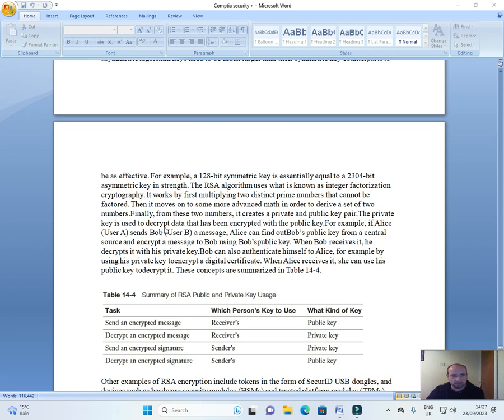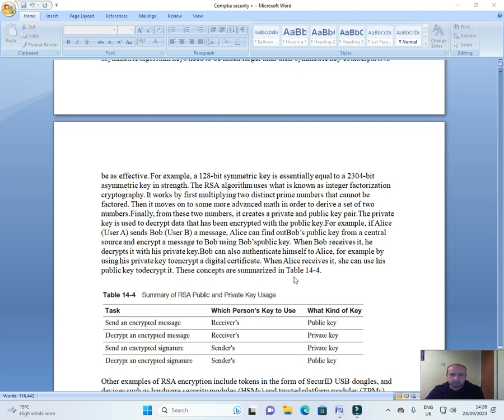The private key is used to decrypt data that has been encrypted with the public key. For example, if Alice (user A) sends Bob (user B) a message, Alice can find out Bob's public key from a central source and encrypt a message to Bob using Bob's public key. When Bob receives it, he decrypts it with his private key. Bob can also authenticate himself to Alice, for example, by using his private key to encrypt a digital certificate. When Alice receives it, she can use his public key to decrypt it.